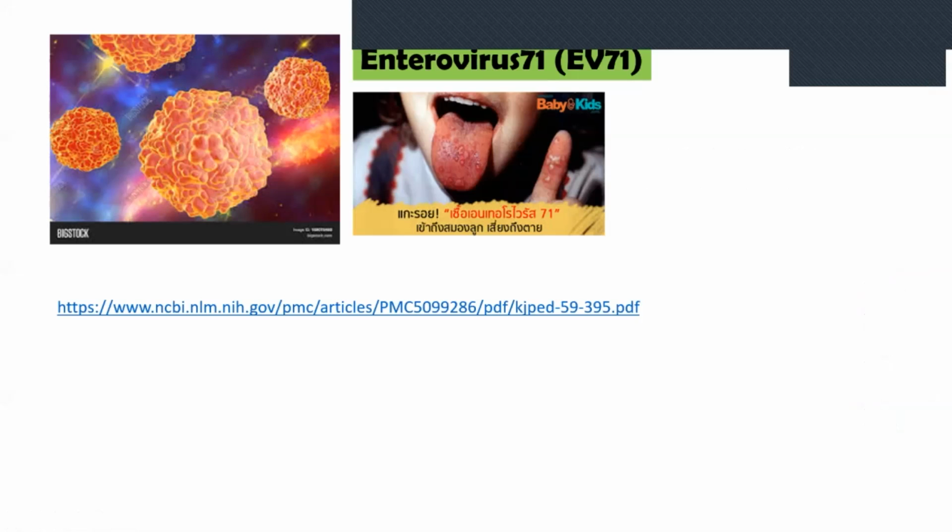And the other pathogen is enterovirus 71, EV71. You can look more at the article that I posted. It talks about enterovirus infection and neurological complications.